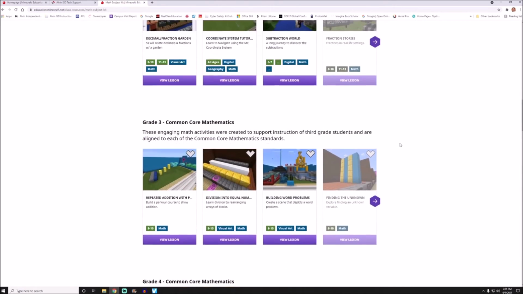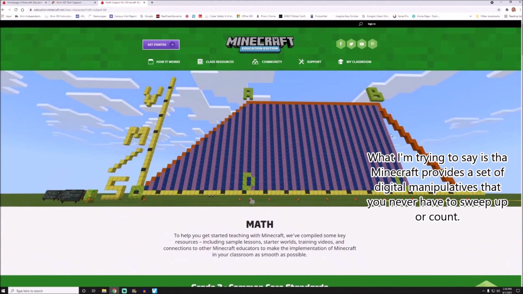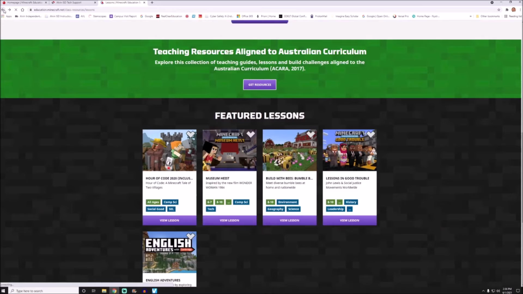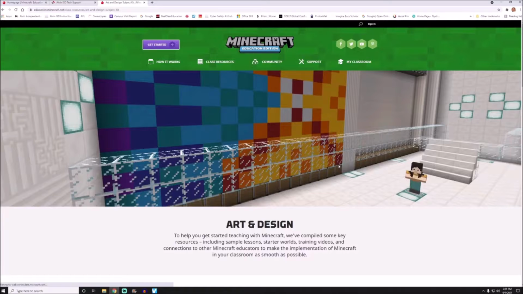And a number of other mathematic concepts that make it really a powerful tool for teaching math, area and volume, all those things. Going back, we want to touch on the lessons that are available for art next.